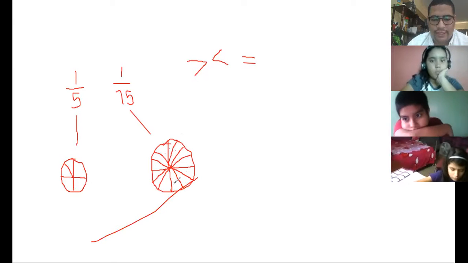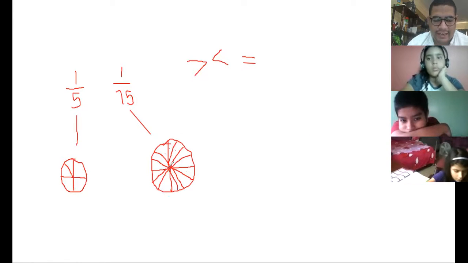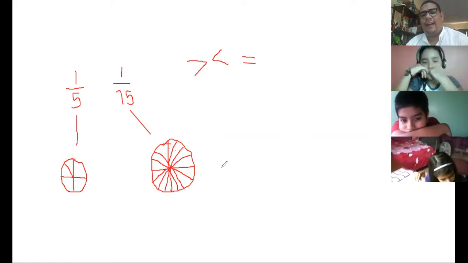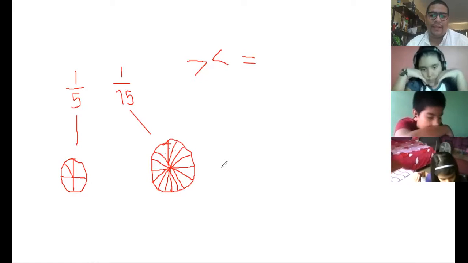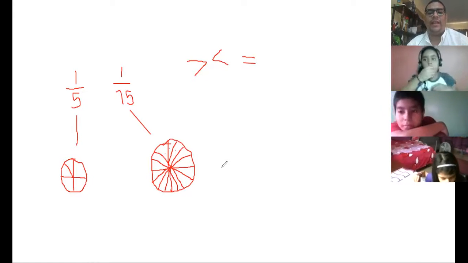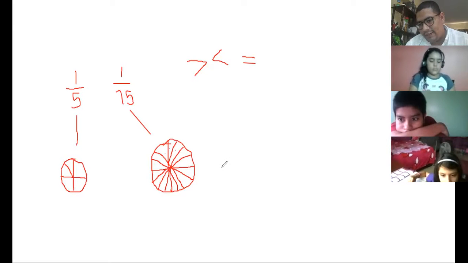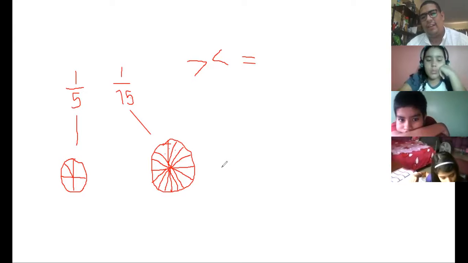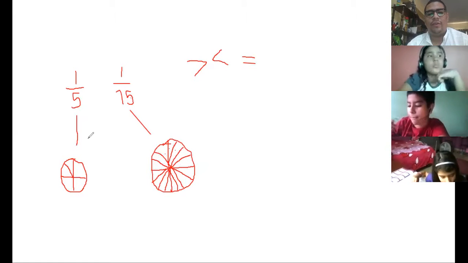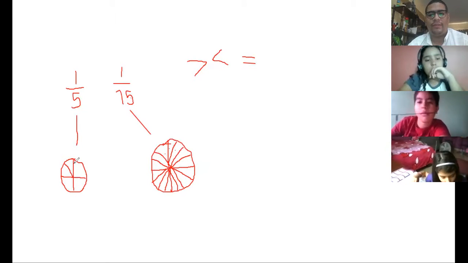13, 14, and then 15. So we divide the cake into 15 pieces, and here into 5 pieces of cake. So if you go to a birthday, how many people do you prefer there, 5 or 15? Remember that if we have 15, you are going to eat less than if you go to a birthday with 5 people.